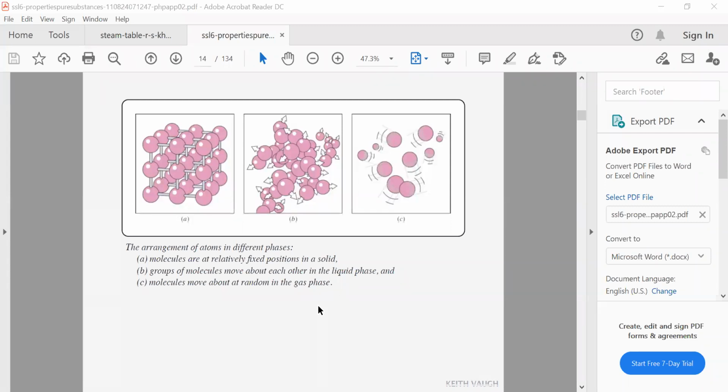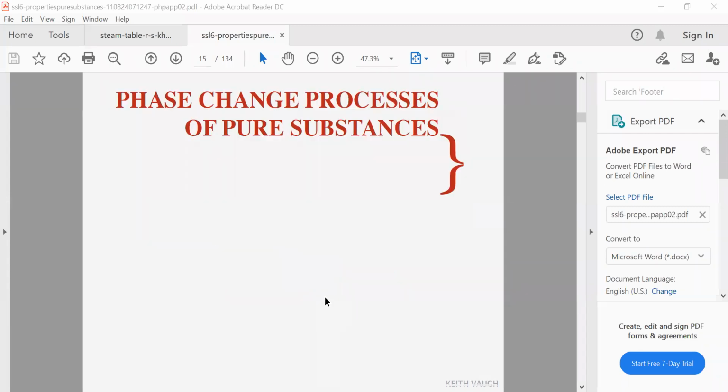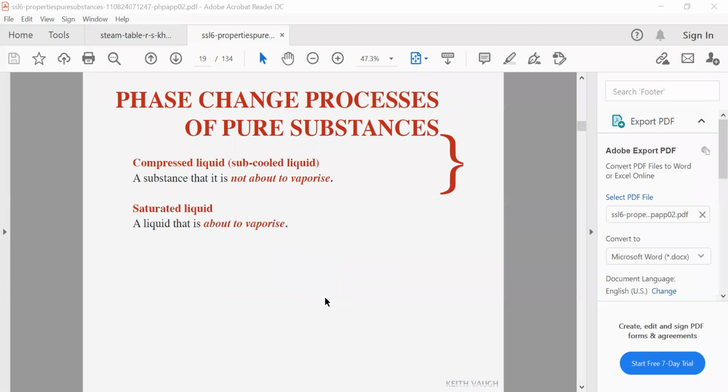Molecules move about randomly in gaseous space. Coming to the compressed liquid, it is also termed as subcooled liquid, a substance that is not about to vaporize. That means a liquid which is heated up to 80 or 90 degrees, not 100 or more than 100, is termed as subcooled liquid.